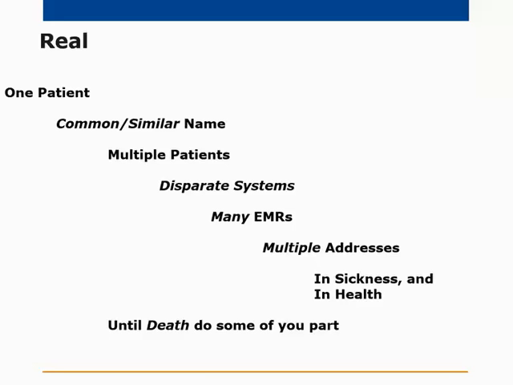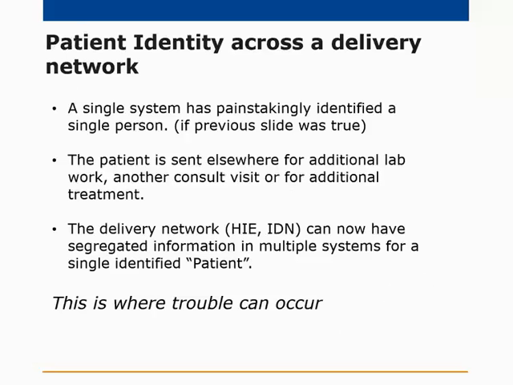So we really have our hands full trying to keep track of these patients and sharing and combining data correctly so that we have one record for each patient, so that we can properly care for them and properly document their care. And that, of course, is a really overwhelming challenge. So we have a patient identity issue across a delivery network.